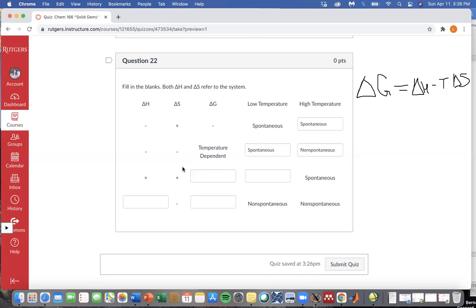Okay, so now we're given delta H is positive and delta S is positive. And so we have this being positive and this being positive. So is delta G going to be positive, negative, or temperature dependent?